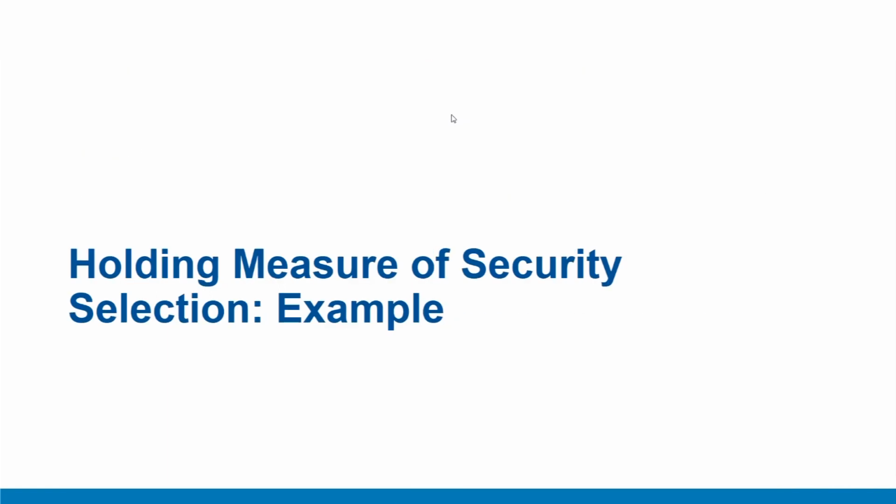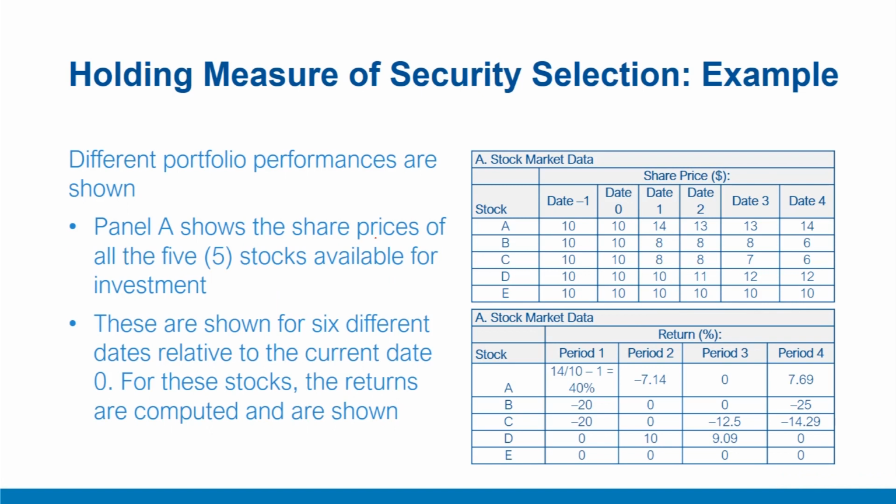Holding measure of security selection. In this video, we'll try to understand the holding measure of security selection with the help of a simple example. In this example, we'll compare the performance of two portfolios or fund managers. One is a passive fund and the other is a more active fund manager.